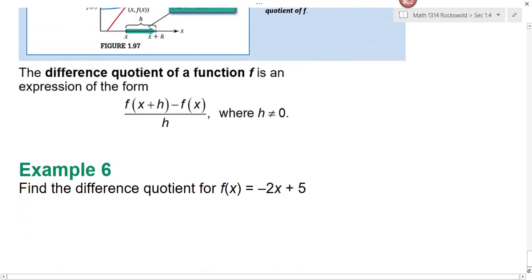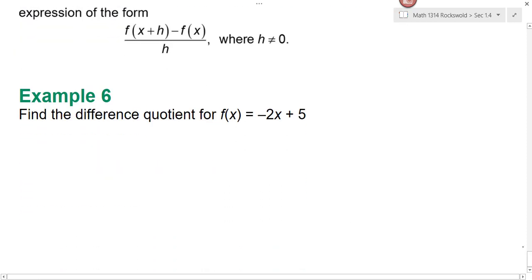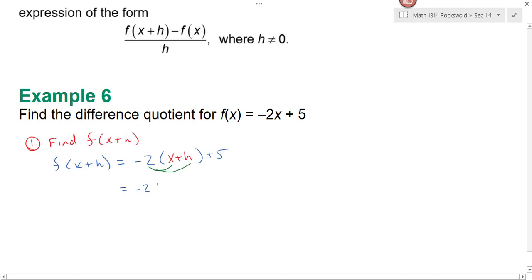So in the last example, I ask you to find the difference quotient for this function. The first thing I want to do, there's my function f of x. I need to find f of x plus h, so that's where I'm going to start. So f of x plus h is equal to, f is negative 2 times x plus 5, and in place of x I plug in x plus h. Then I want to distribute that negative 2 across there, and that gives me that this is equal to negative 2x minus 2h plus 5. So that's f of x plus h.